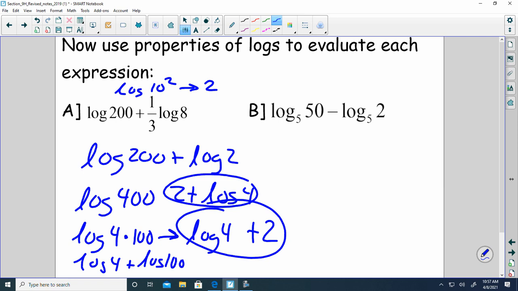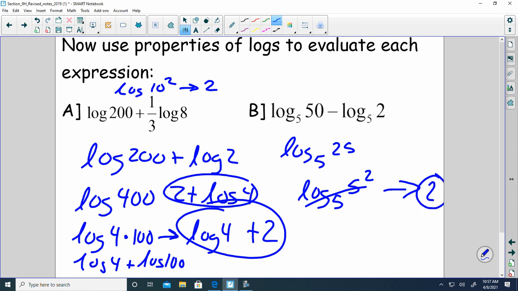Thoughts on letter B? If I put it back together, what am I going to get as a reduced thing? I get 50 over 2. 50 over 2 is 25. So this becomes log base 5 of 25. And I learned because you had much better teachers than me in your past. You know that 25 is 5 squared. Log base 5 of 5 squared, the log and the base go away. The answer becomes 2. Done.